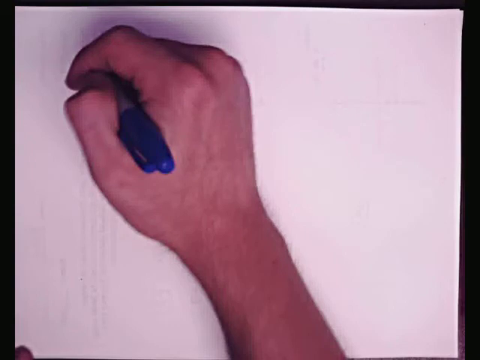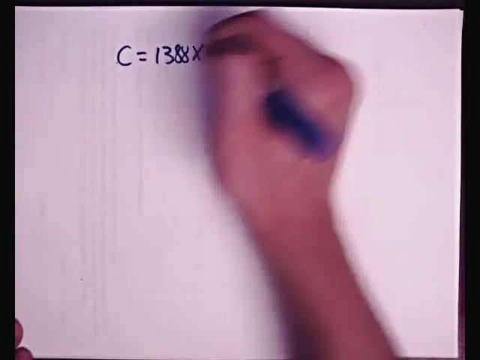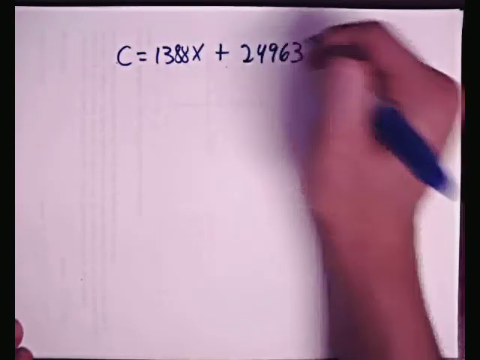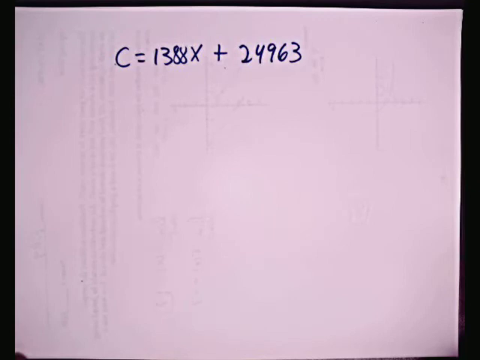So example 4 says that C equals 1,388x plus 24,963 represents the cost C, x years after 1980, of something that cost $10,000 in 1967. In what year will the cost be $77,707 for something that cost $10,000 in 1967?